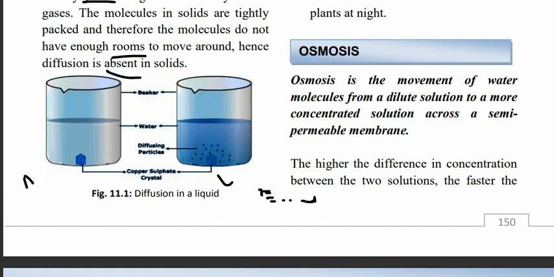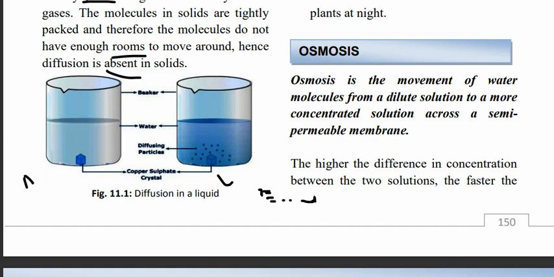we will see that the copper sulfate crystals start to diffuse throughout the whole water until all of the copper sulfate has been diffused. So that is when all the molecules are evenly distributed. So this is an experiment to demonstrate diffusion.